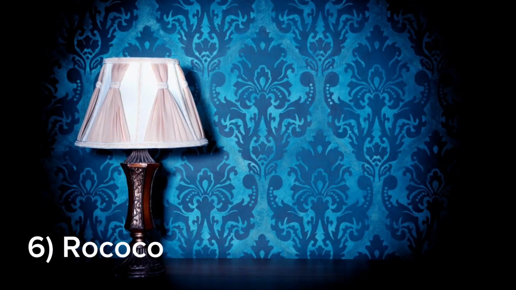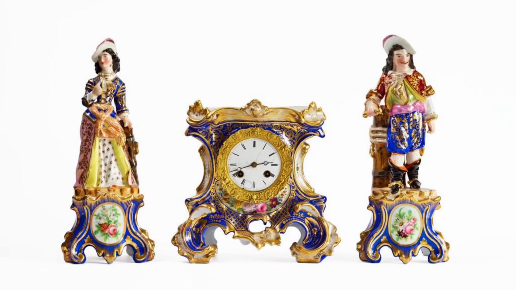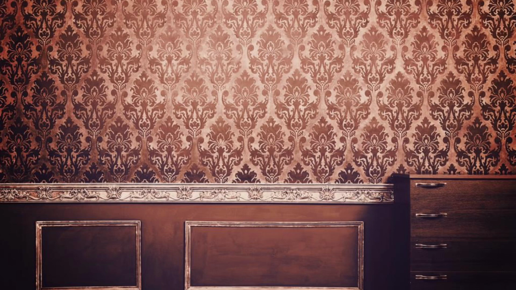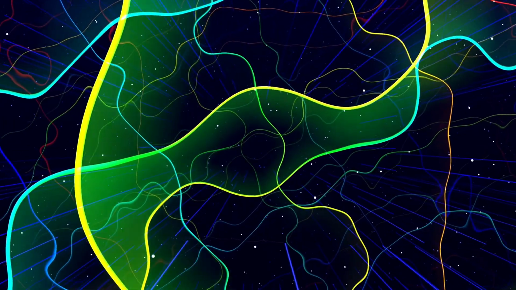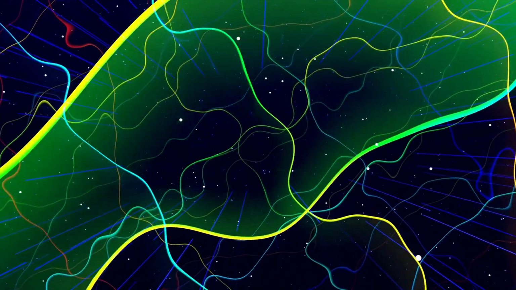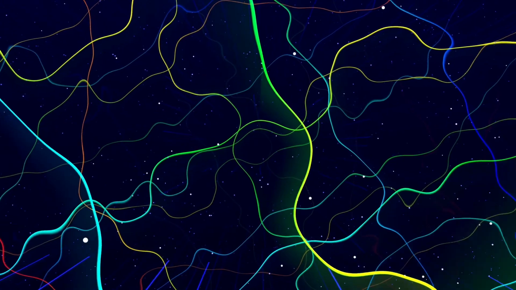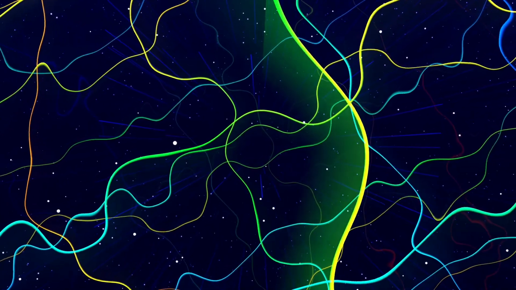Number 6. Rococo. Rococo is a distinct artistic style that emerged in the early 18th century in France and spread throughout Europe, reaching its peak in the mid-18th century. Rococo is characterized by its emphasis on elegance, ornamentation, and playful charm, as well as its rejection of the grandiosity and solemnity of the preceding Baroque period.